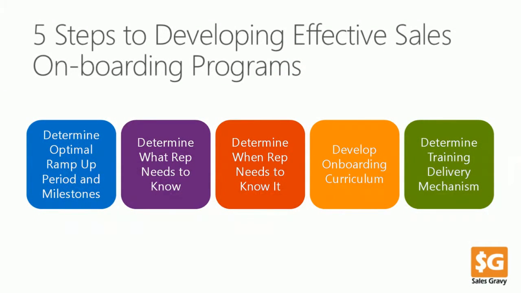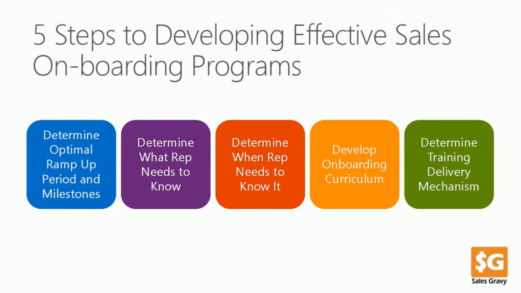When we think about this process of connecting the things together, there are 5 core steps to developing effective sales onboarding programs. The first step is determining the optimal ramp-up period and what the milestones would be along that ramp-up period. An example of this, and I'll show you a graph in just a moment: I started working with a company a few years ago. When we met them, it was taking 18 months to ramp up a new salesperson all the way to getting an ROI on all of the investment they had made during that time, so a long ramp-up period.